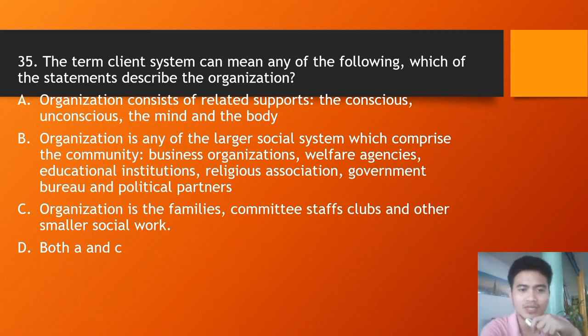Letter C, organization is the families, committees, staff, clubs, and other smaller social work. So, hindi siya kasi this refers to group at the meso level. No? So, organization can be best described as letter B. It's a larger social system which comprises community, business organizations, welfare agencies, education institutions, religious associations, and the rest. Hindi siya pwedeng letter D kasi both A and C kasi mali siya. These are the micro, na belong siya sa micro and even meso level. So organization can be best described at the macro level if you answer letter B.